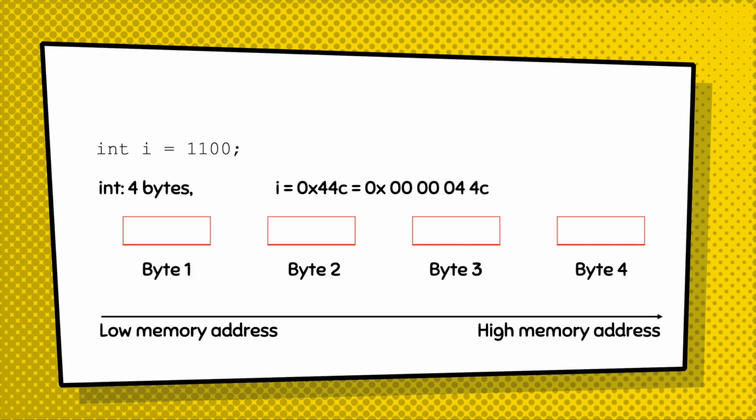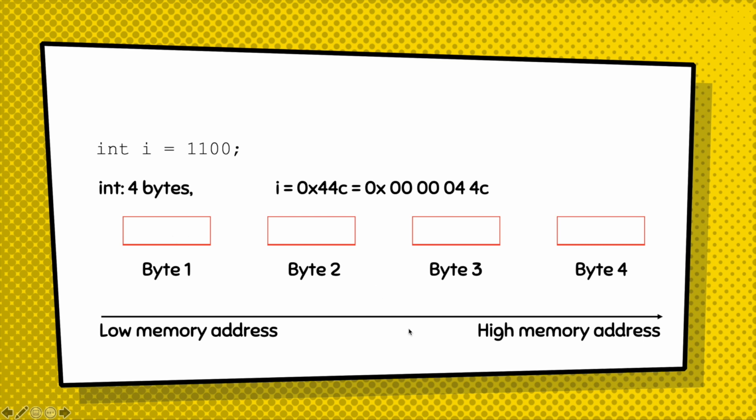So now we have the 4 bytes representation for this integer. The question is, how are we going to put these 4 bytes into the 4 bytes allocated in our memory? There are two ways to do it. One is to put 00 to byte 1, 00 to byte 2, 04 to byte 3, and 4C to byte 4. That way is called big endian, meaning that we're going to put the most significant byte into the lowest memory address.